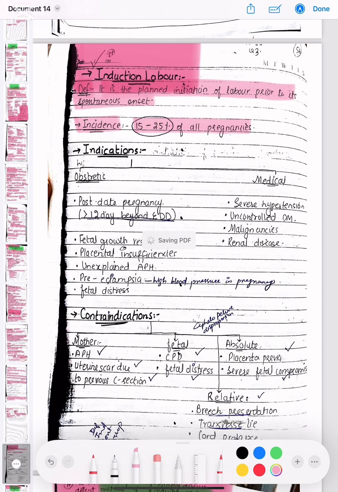Okay, now the topic: induction of labor. So the definition is that it is the planned initiation of labor prior to its spontaneous onset, and the incidence of induction of labor is 15 to 25% of all pregnancies.